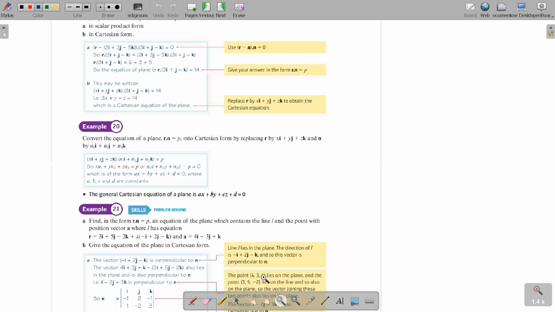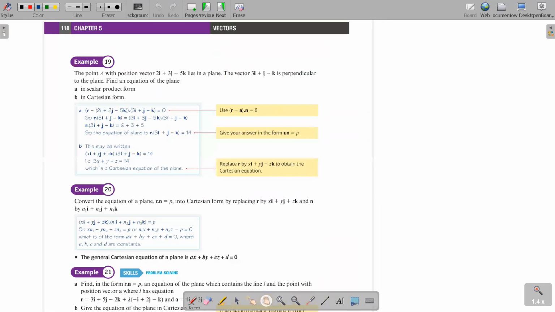They're asking you that the point A with position vector 2i 3j 5k lies on the plane. The vector 3i j minus k is perpendicular to the plane. Find the equation of the plane. So how do we do it? They have given you a position vector on the plane, and they have given you a vector which is perpendicular to the plane. All you have to do is apply the equation r dot n equals a dot n, right? All you have to do is apply that.